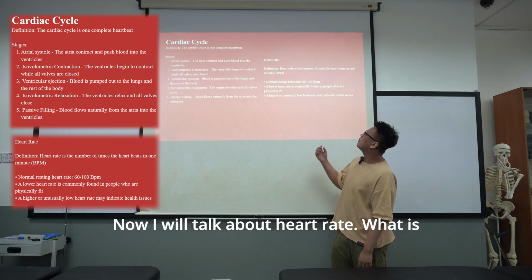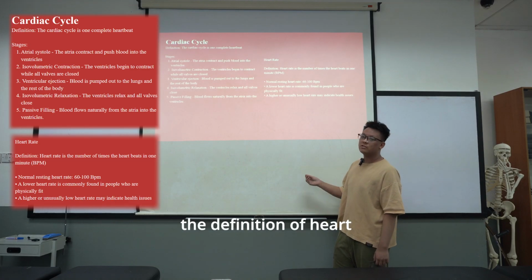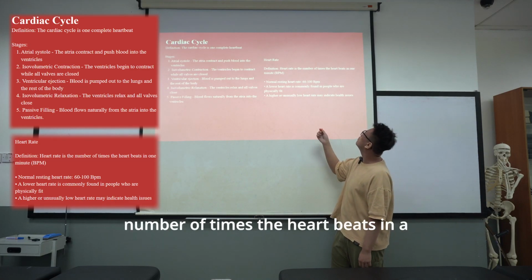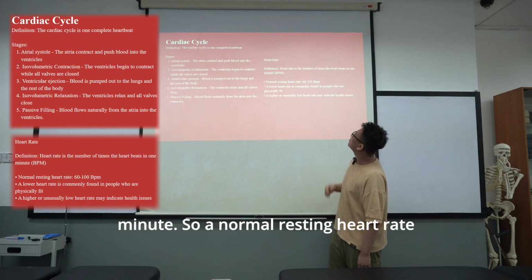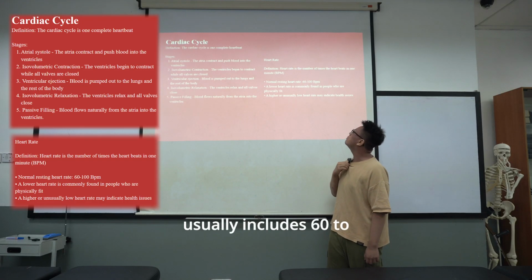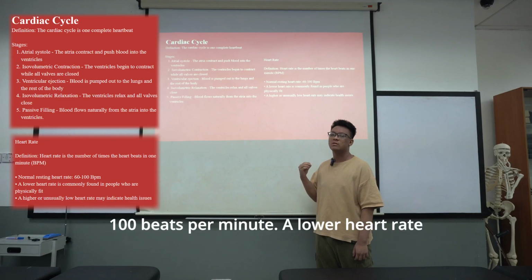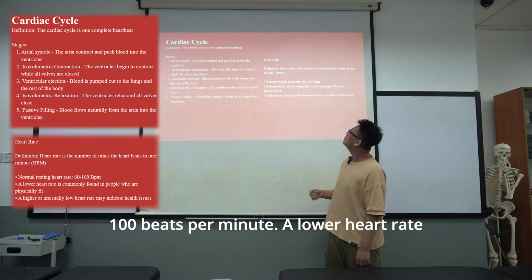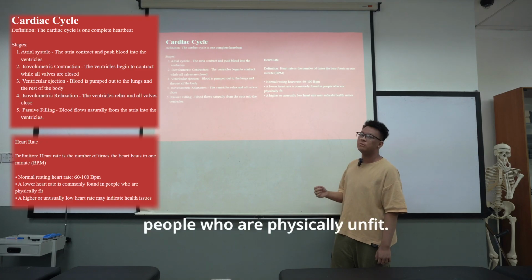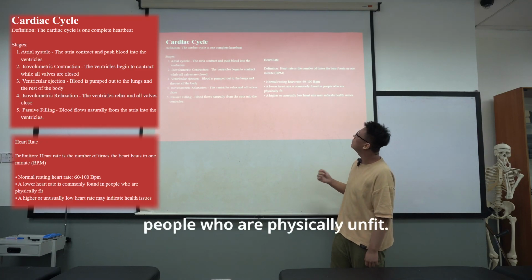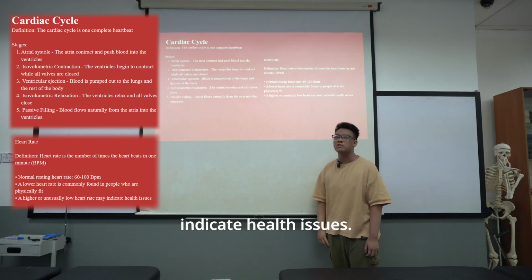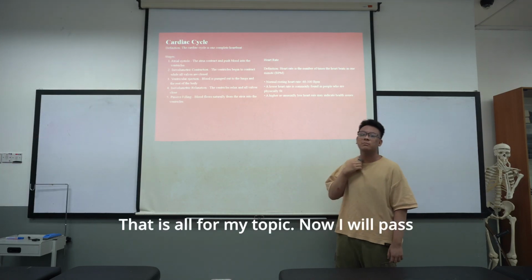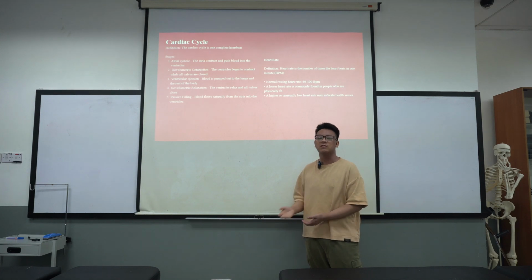Now I will talk about heart rate. What is the definition of heart rate? Heart rate is the number of times the heart beats in a minute. A normal resting heart rate is usually 60 to 100 beats per minute. A lower heart rate is commonly found in people who are physically fit. A higher or unusually low heart rate may indicate health issues. That is all for my topic. Now I will pass on to the next person.